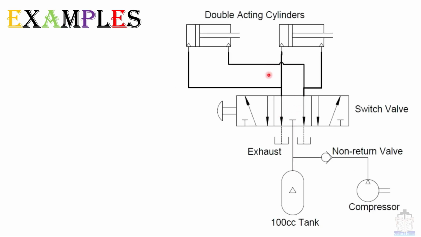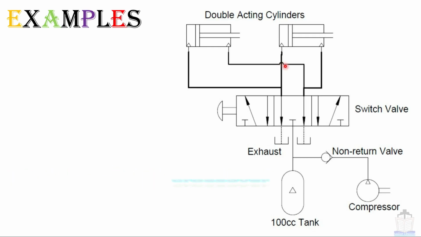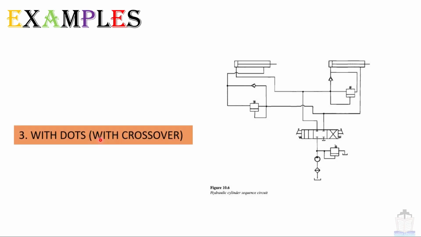Okay, moving next, we will see the next example. In this pneumatic diagram you can see there is no dot present but a crossover is present. So it will be an example of without dot with crossover. Another example, this is the hydraulic diagram. In this diagram dots are present and crossover is also present. That means this diagram is with dot and with crossover. I hope this much is clear. Now we are going to see the next.